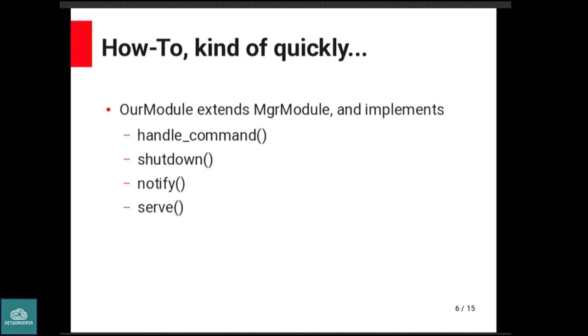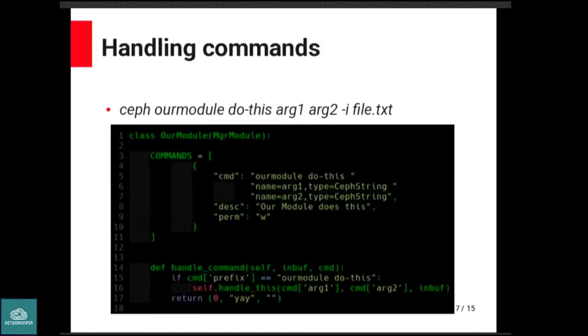So anything outside of the basic initialization of that class should be done in serve, which will be called frequently, so some care may be needed there. Handling commands is kind of straightforward itself. I'm sorry for the contrast. This is a screenshot of my Vim. But the idea is simply that we declare which commands we want to use, and then handle_command will be passed those commands, and we will simply parse them.